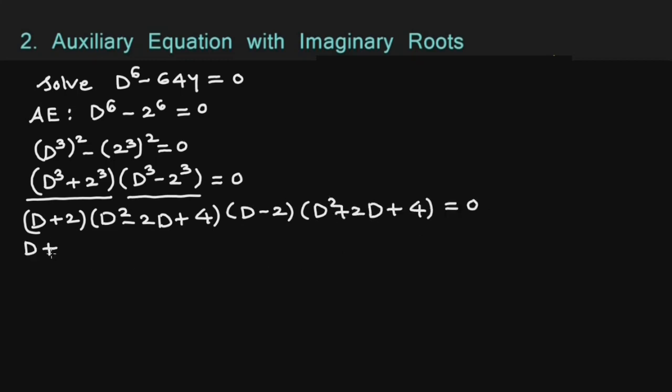This gives d plus 2 equals 0. That gives d equals minus 2. d minus 2 equals 0 gives d equals 2.